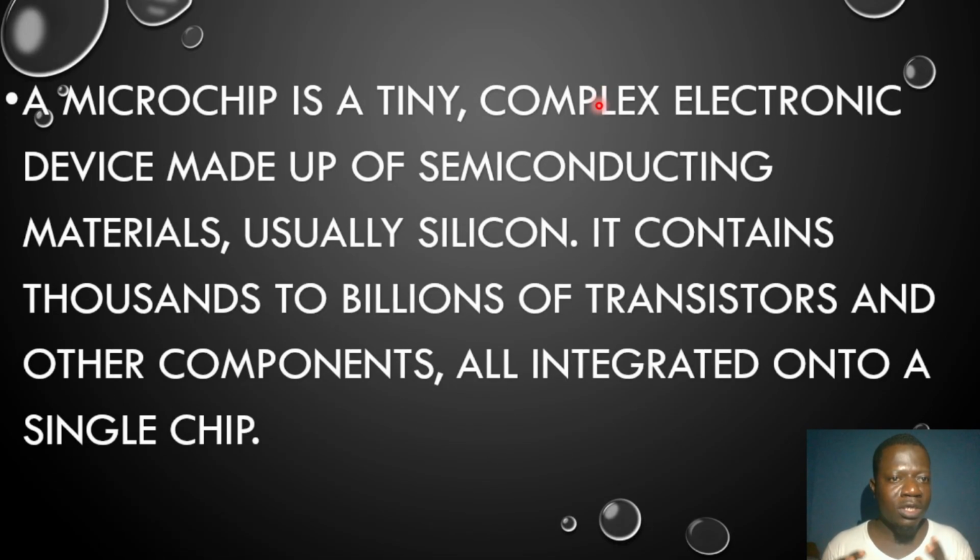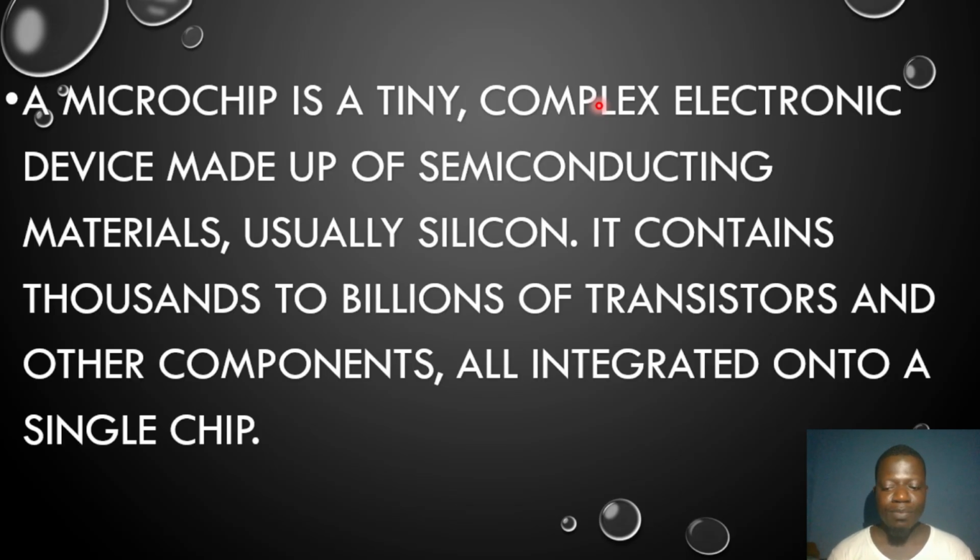So let's look at what this microprocessor is, or how it looks. It's a microchip, a tiny, complex electronic device made up of semiconducting materials, usually silicon. And this contains thousands of billions of transistors and other components, all integrated onto a single chip that we are calling the microprocessor.